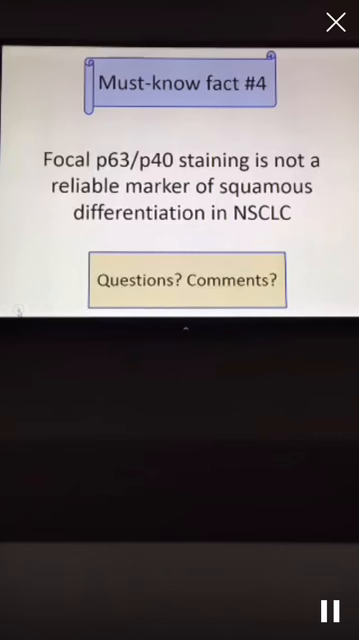Everybody okay on Periscope with that? So the point here is not to misinterpret the P63 staining in an adenocarcinoma.